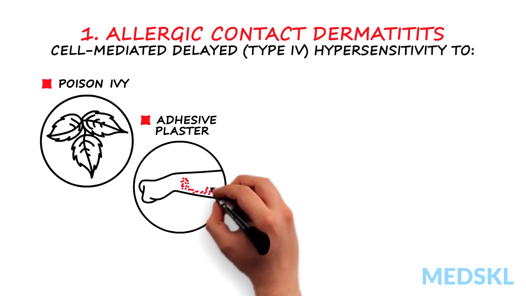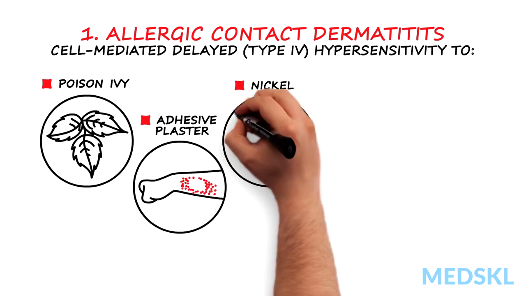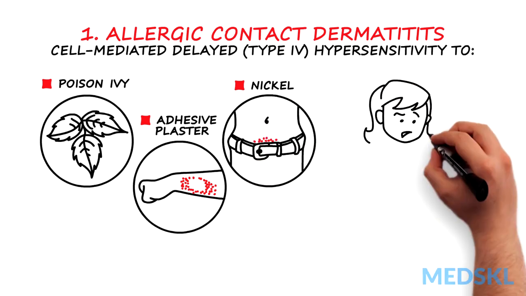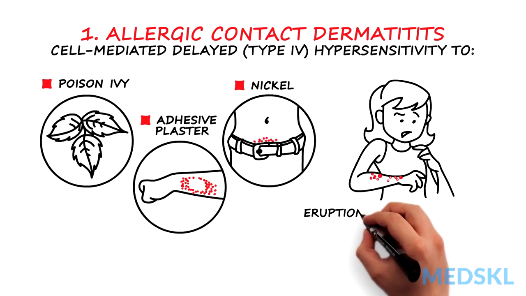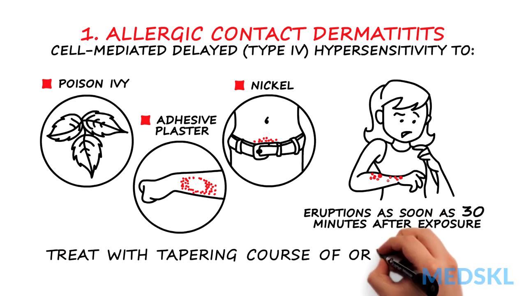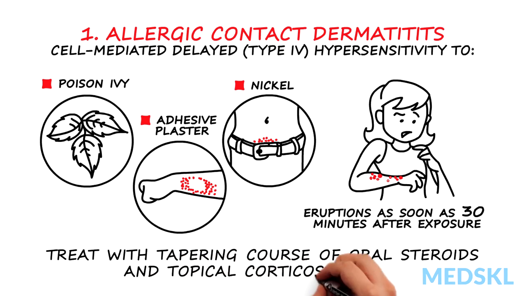These patients present with tense, localized, pruritic blisters, usually on the extremities and sometimes in a linear pattern. These can occur in as little as 30 minutes after exposure. Treatment includes oral steroids and topical corticosteroids for the affected areas.